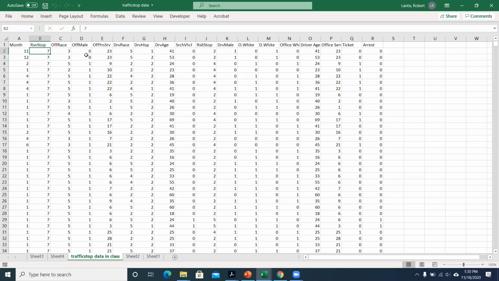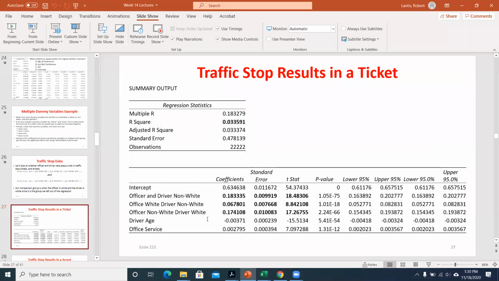But if I had more information... I don't have a lot of other information about the individuals or the officers here. So this isn't great. I would love a lot more control variables. So we have to be careful interpreting these results. They are just correlations, not necessarily causal.